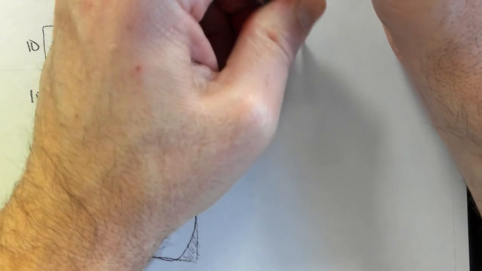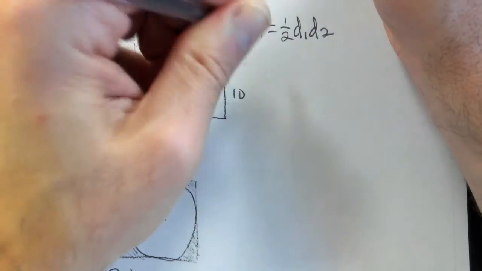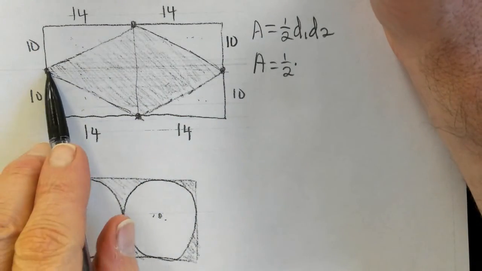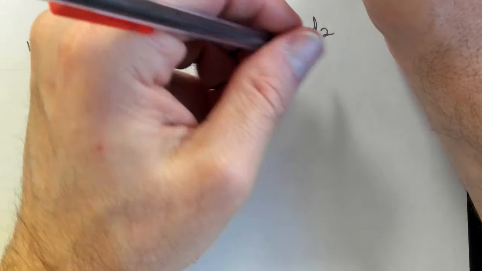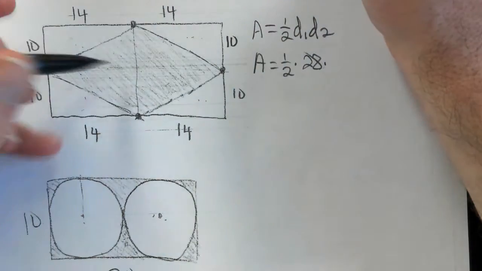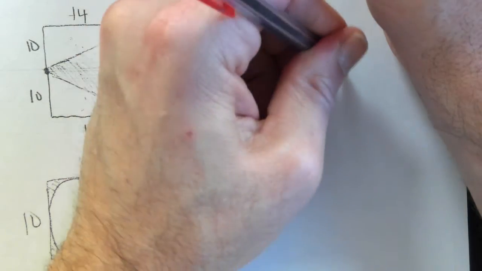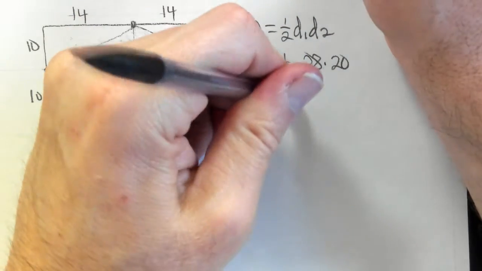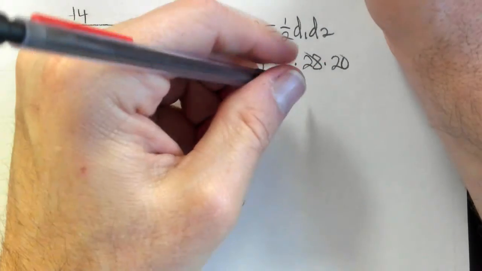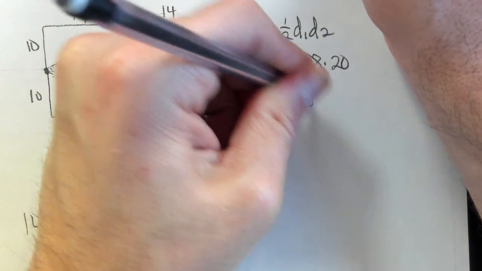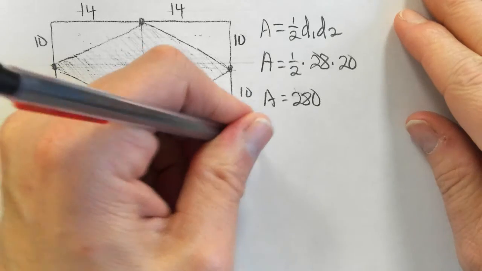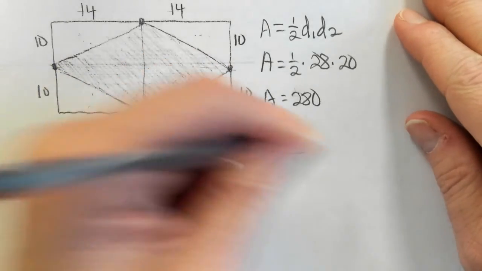1/2 diagonal 1 times diagonal 2. 1/2 times, so diagonal 1 is going to be 14 plus 14, 28, and diagonal 2 is going to be 10 plus 10, which is 20. So that now multiplies out to make 280. So 280 is the area of the shaded region, right? So it's going to be the top part of my fraction, because shaded region is what I want, all right?